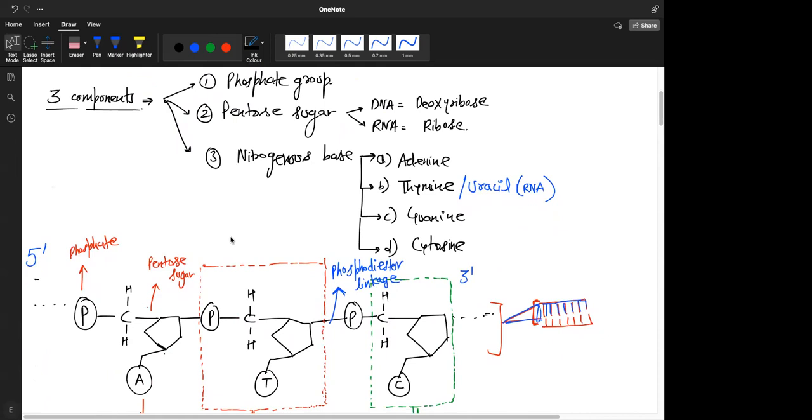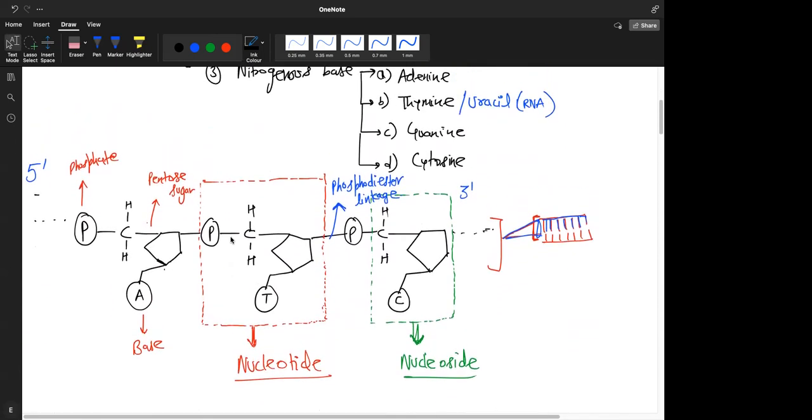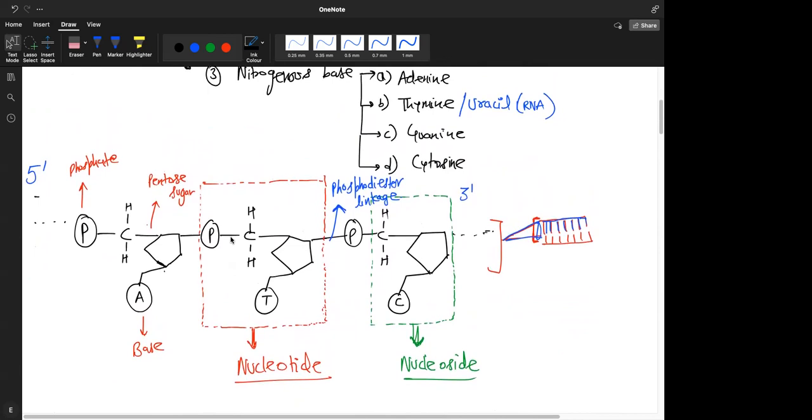Then nucleotide. Nucleotide consists of a phosphate group, sugar, and base, and nucleoside only consists of the sugar and base. What is a nucleotide? I'm not asking what it consists of, what it is. It is a polymer. No, DNA is a polymer. Monomer. Yes, nucleotide is the monomer of DNA.